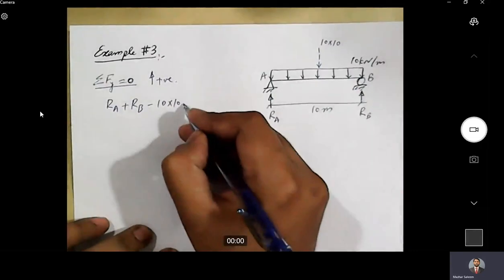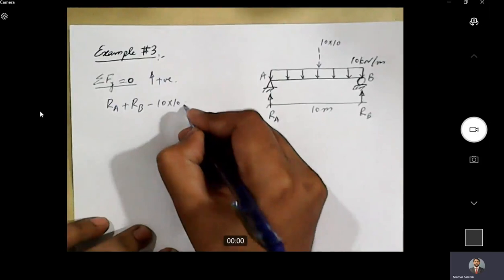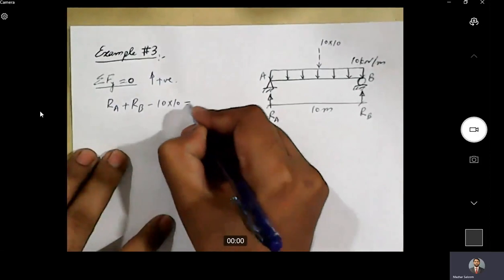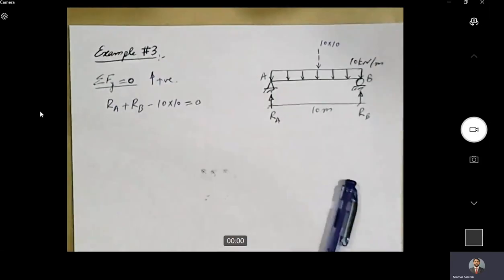Okay, and let's put it equal to 0. Okay, let me just check the sound. Okay, the mic is on. Let me use my hand free thing. Otherwise there will be some echo.